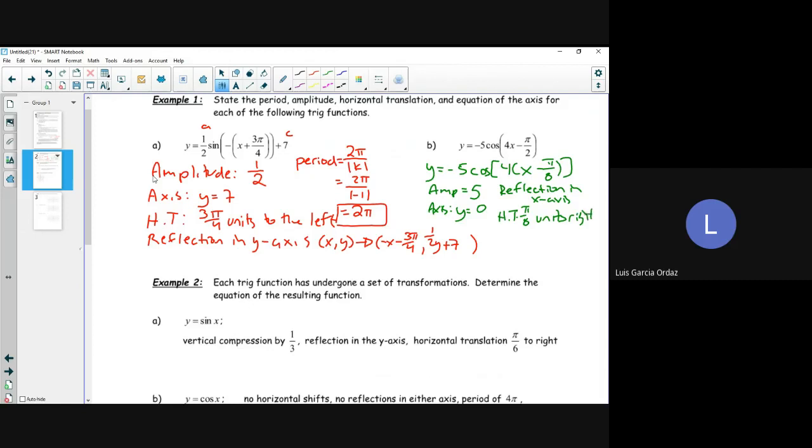And last but not least, we need to figure out our period, which is 2 pi divided by the absolute value of k. What is our k value? 4. So you get 2 pi over absolute value of 4, which when we simplify gives us what? Pi over 2.